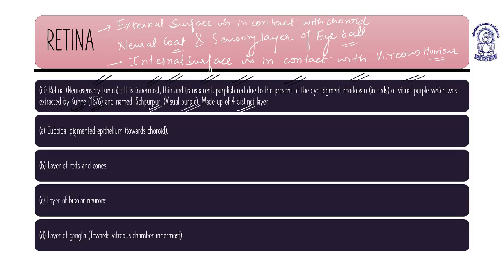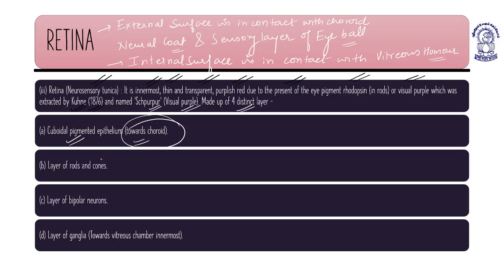A small oval yellowish area of the retina which lies just opposite to the center of the cornea is called macula lutea or yellow spot, which lies on the visual axis. It basically contains cuboidal pigmental epithelium towards the choroid.